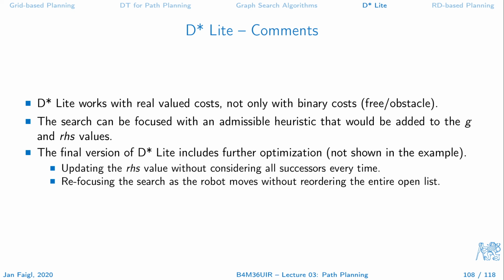The final version of D-star Lite, which is not shown in the example, needs some further optimization, and that is the updating of the one step look ahead value without considering all successors every time, because you can speed it up, and can refocus the search as the robot moves without reordering the entire open list. So that's some speed ups.